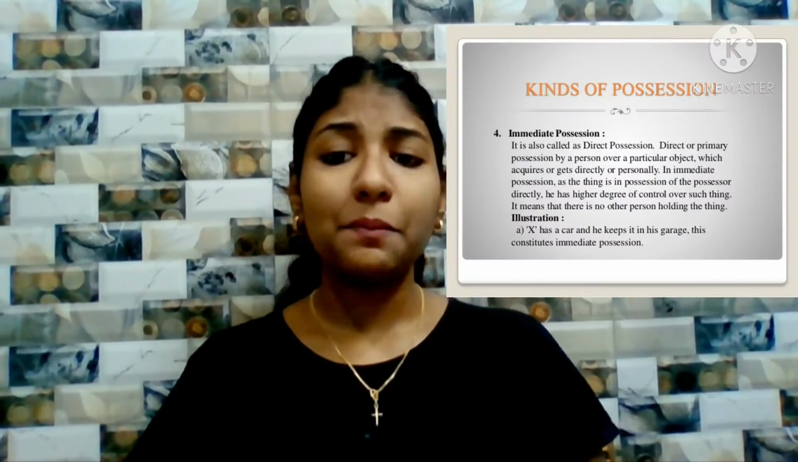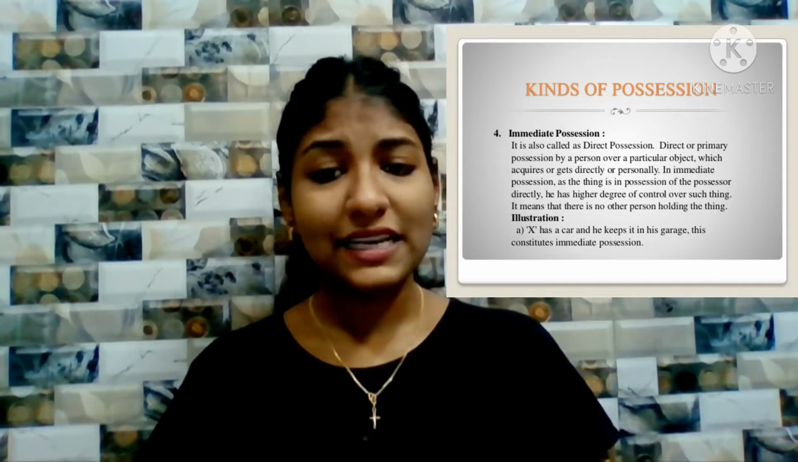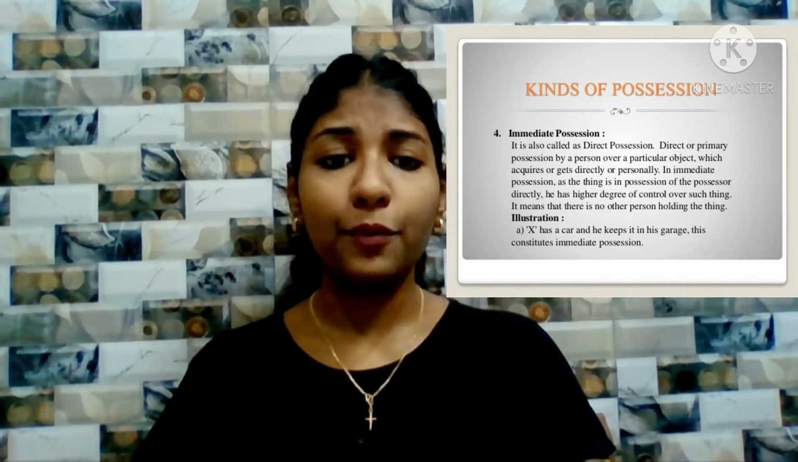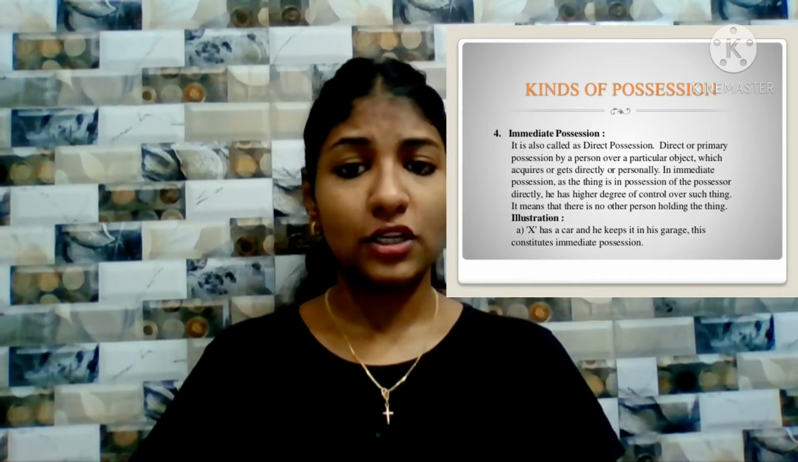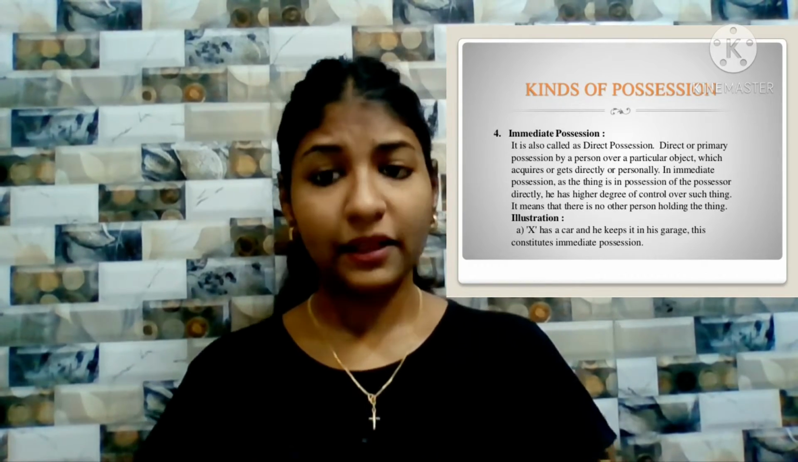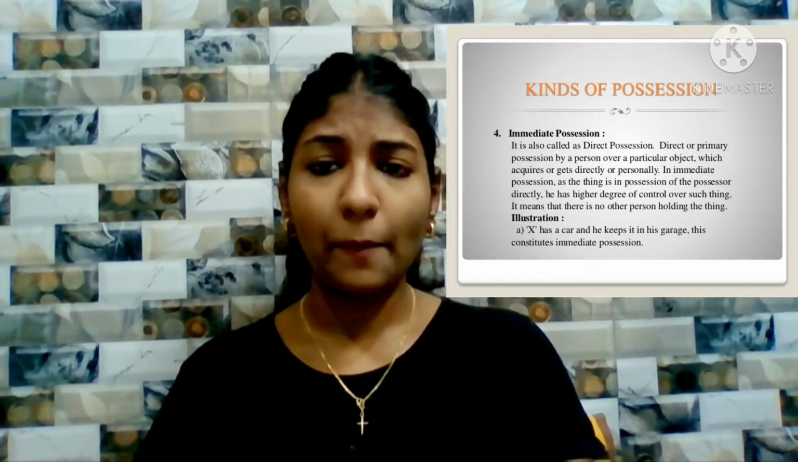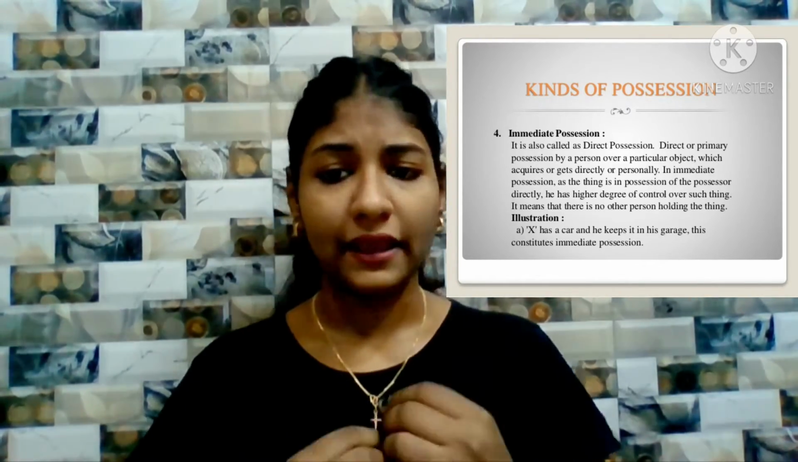Fourth kind is immediate possession. When a possessor himself possesses the property or thing, we call it immediate possession or direct possession. For example, when I buy a pen from the shop and keep it to myself, the pen is in immediate possession of mine. Fifth is constructive possession.